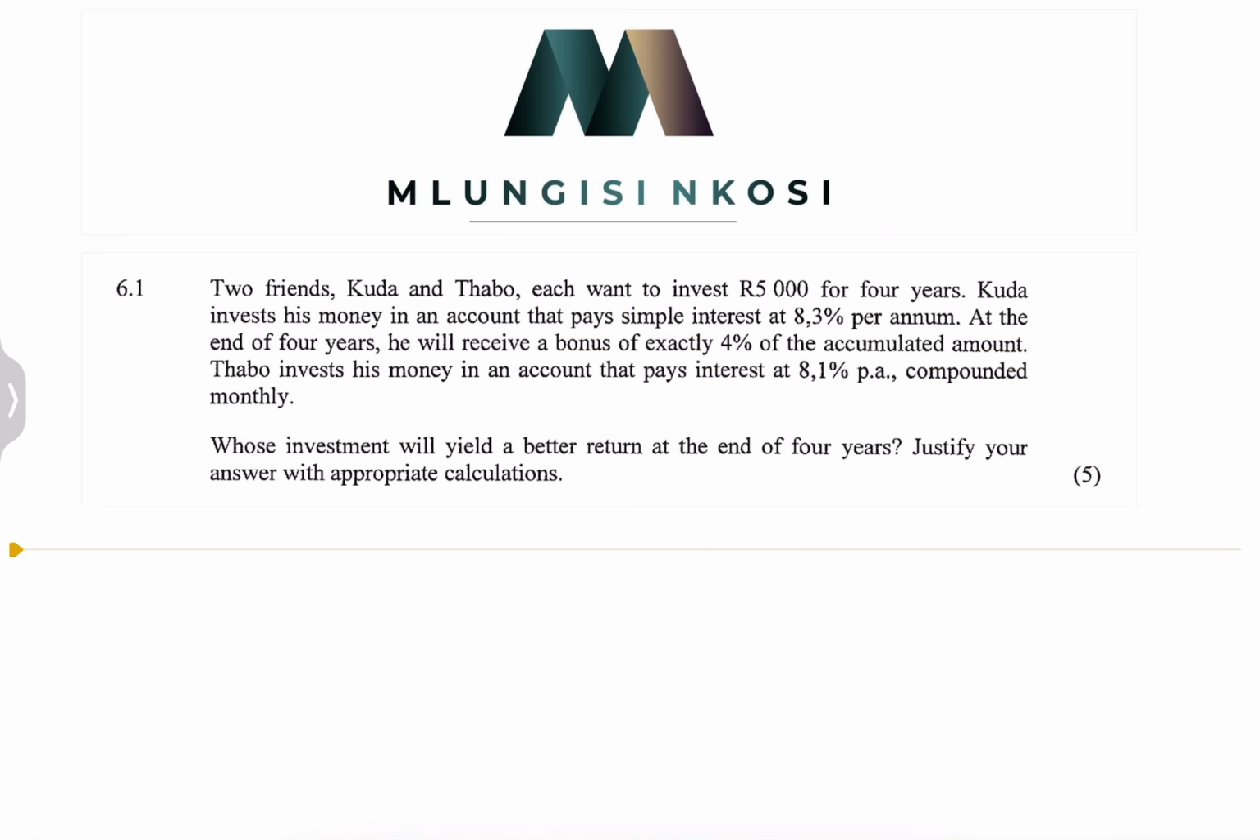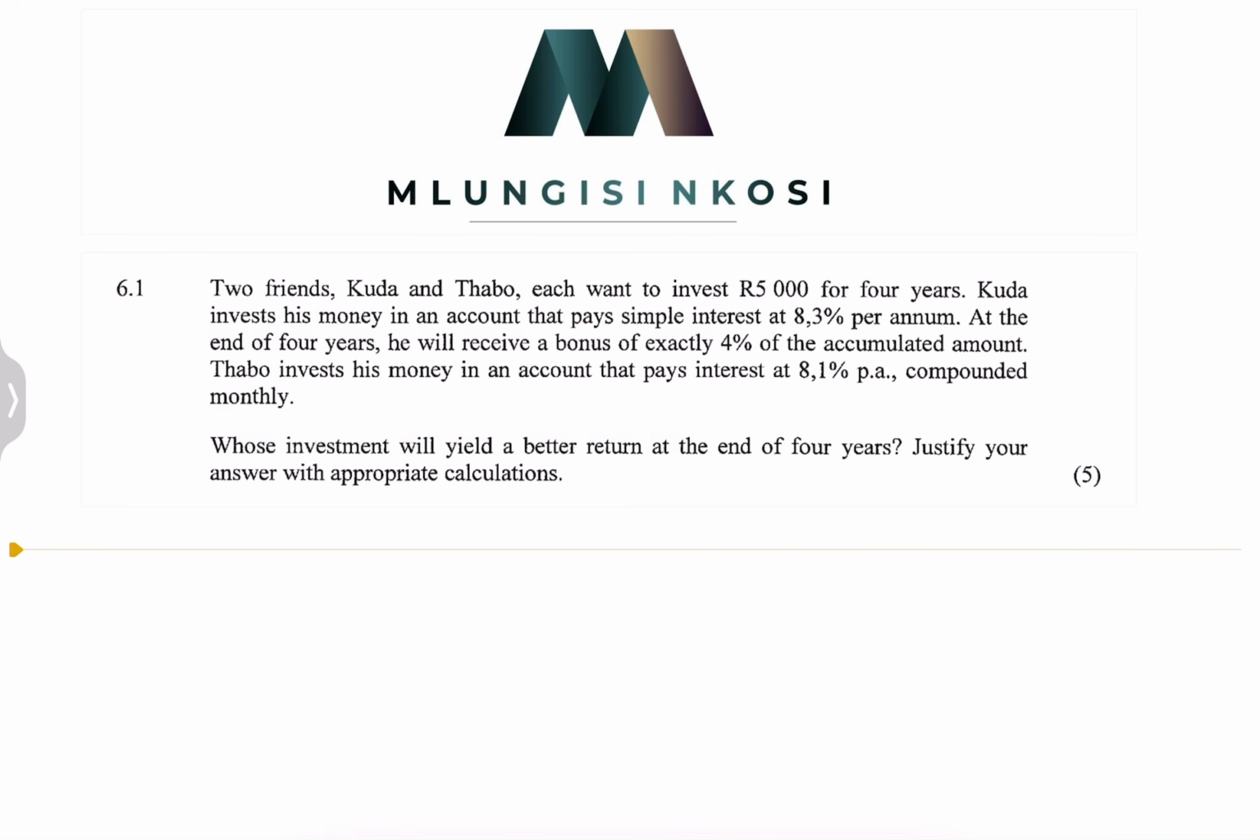Okay, so we need to note that this is 4% of the accumulated amount. So it will be 4% of the amount that would have accumulated after 4 years. And they say Tabo invests his money in an account that will pay 8.1% per annum interest compounded monthly, right? They want to know whose investment will yield a better return at the end of 4 years.